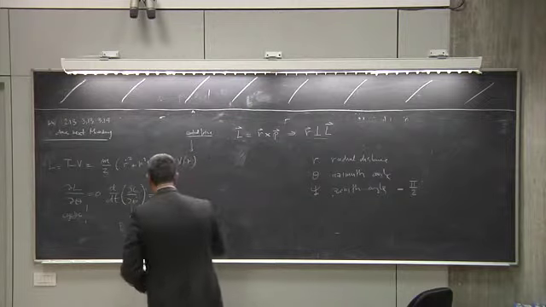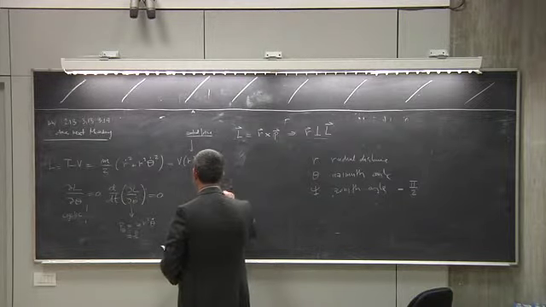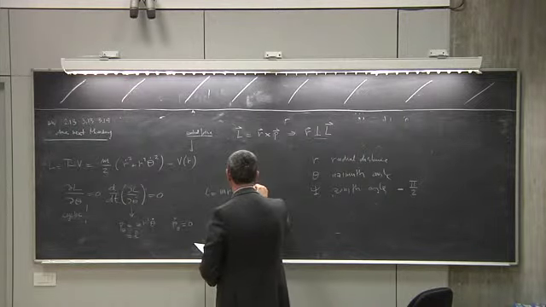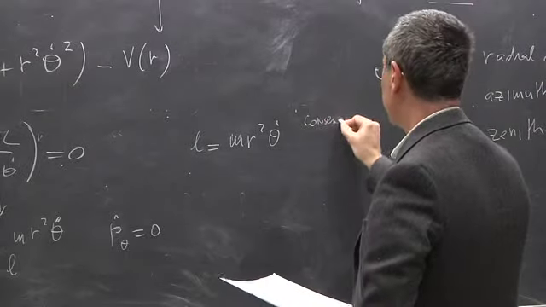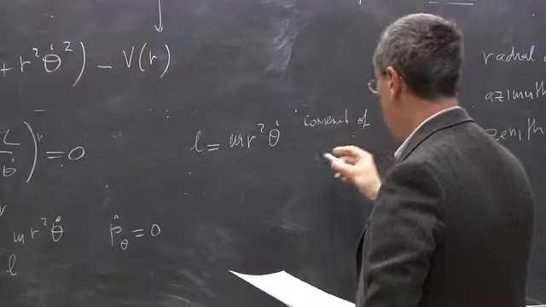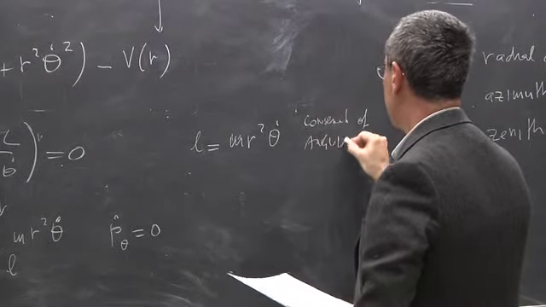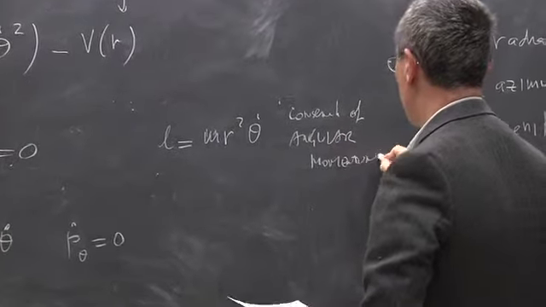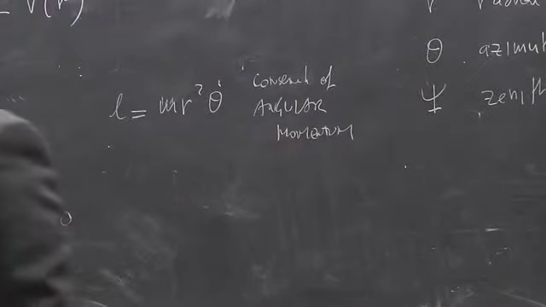And so this fact that l, defined as m r squared theta dot, is conserved, so this quantity is conserved, is the conservation of angular momentum for our system.